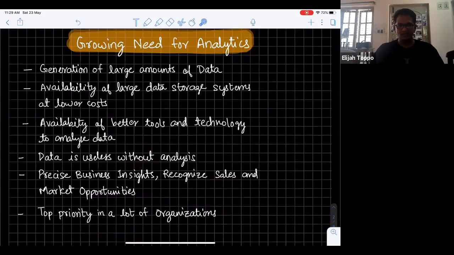So there's a growing need for analytics, and of course that is one of the primary reasons we are having this discussion, where we know how important analytics is. A few reasons why is that we now have a generation of large amounts of data. In any industry we work in, everyone is collecting huge amounts of data. Firstly, because it is much cheaper and much more accessible to do so. Along with that, we can store large amounts of data at very low costs.